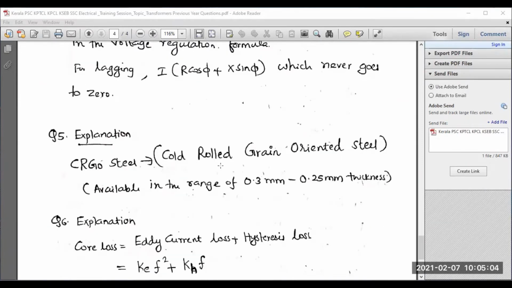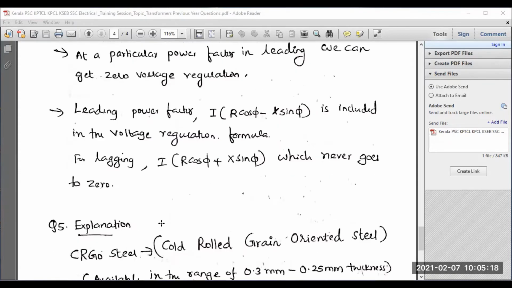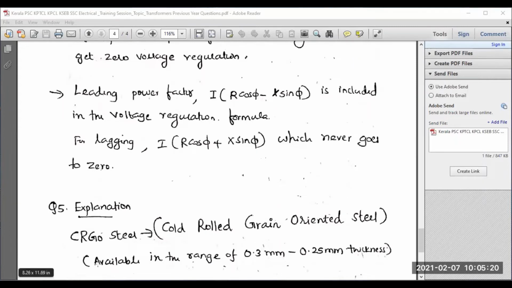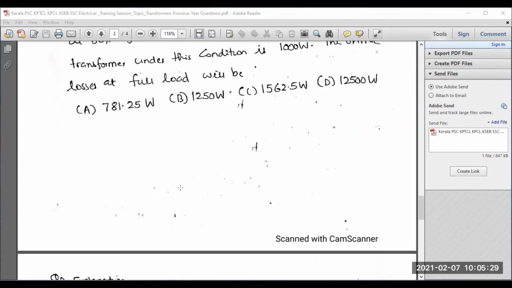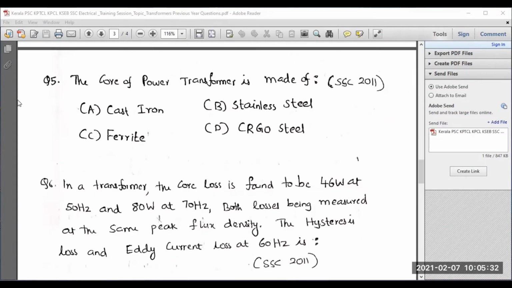CRGO is nothing but cold rolled grain oriented steel. So if you use CRGO, definitely you can minimize hysteresis losses. Moreover, it is available in the range of 0.3 mm to 0.25 mm thickness. So these are the peculiarities of CRGO steel. It is advisable to go for CRGO steel. It has less hysteresis value. Therefore, the hysteresis constant is very less for CRGO. Therefore, hysteresis loss can be mitigated, to a certain extent. So that is the right answer. Okay, I can go for option D. Option D is the right answer. You can note down. Very important.